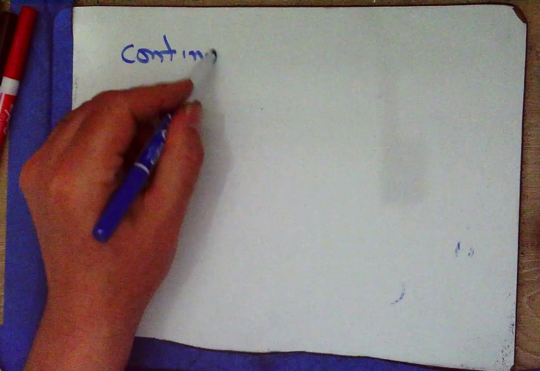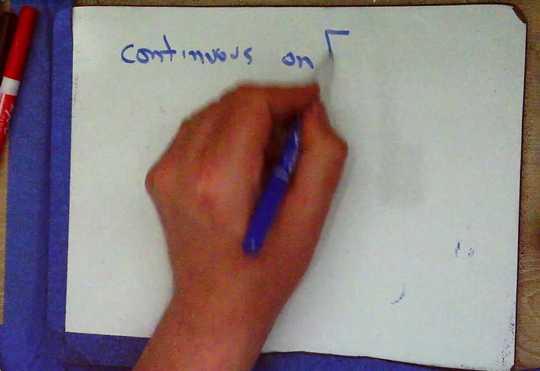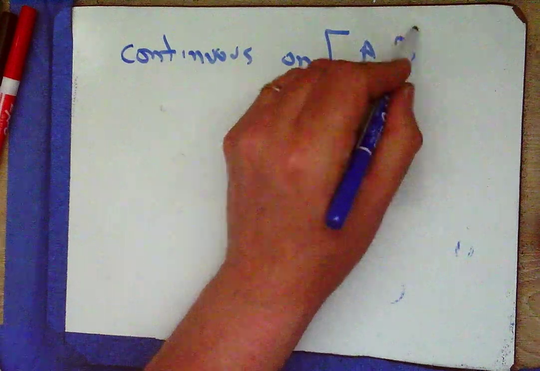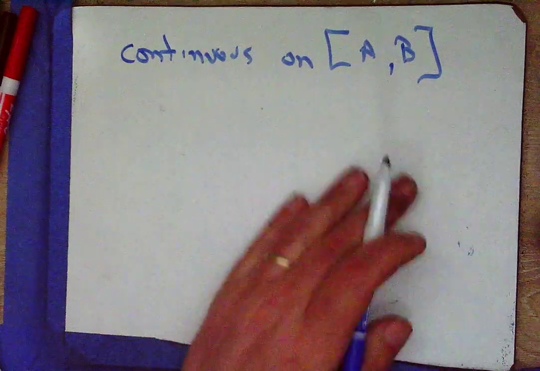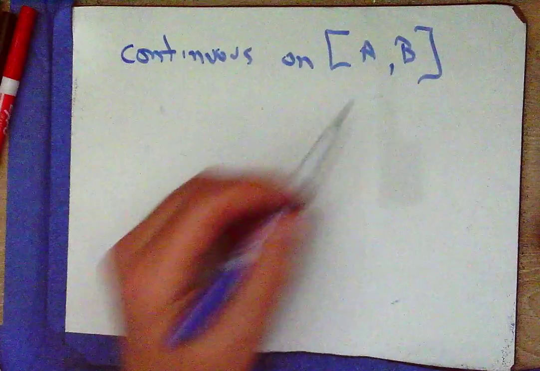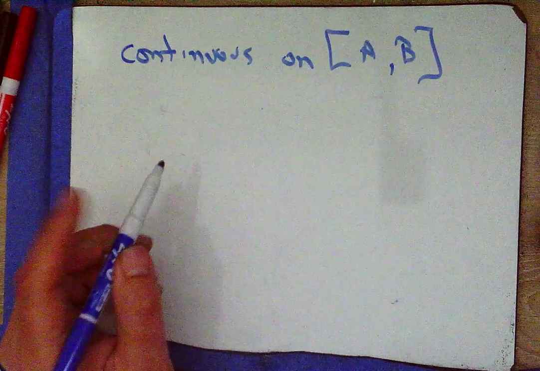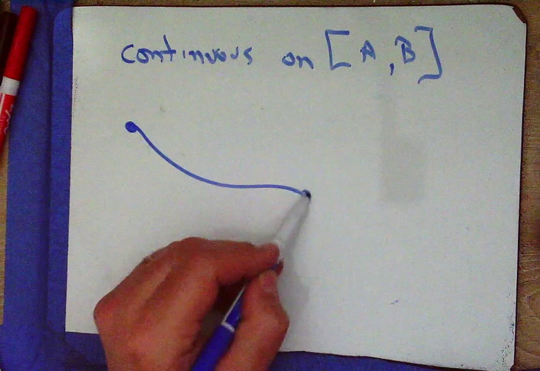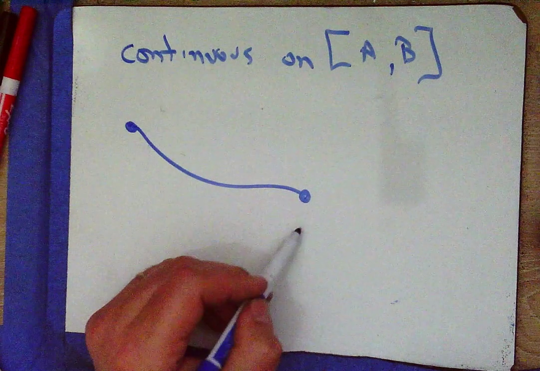Continuous on closed interval, a to b. And the reason why this is a different situation is because now we're including endpoints. And why are endpoints tricky? Well, let's think about endpoints for a minute.